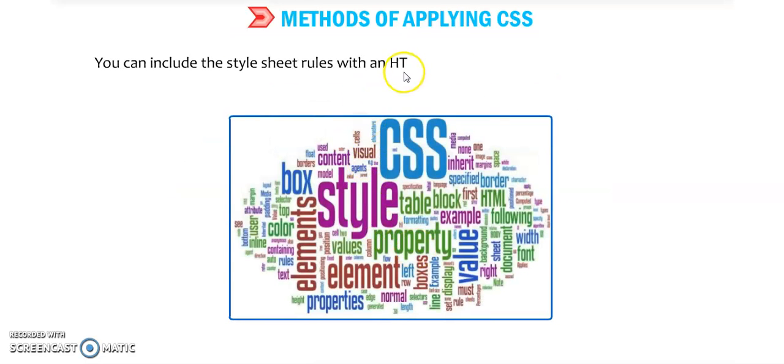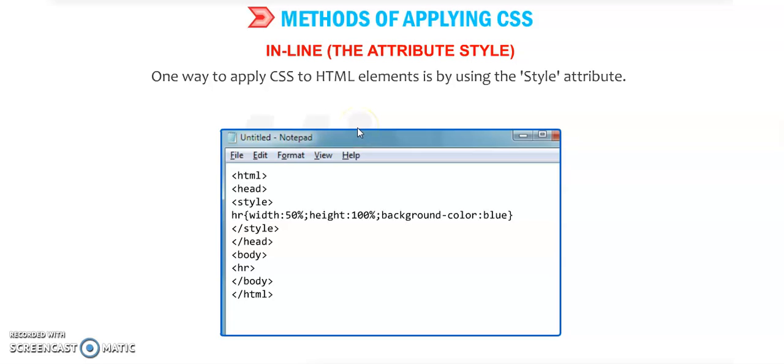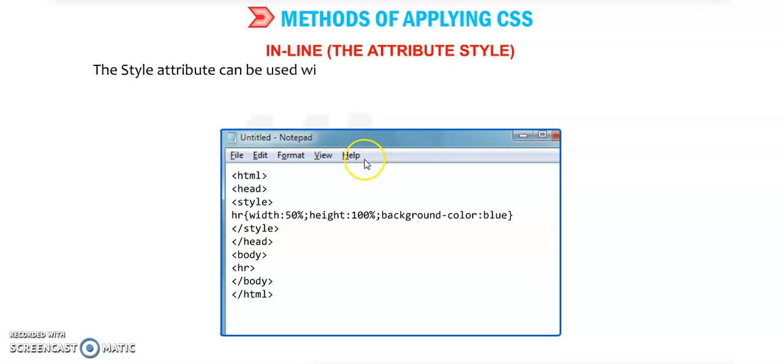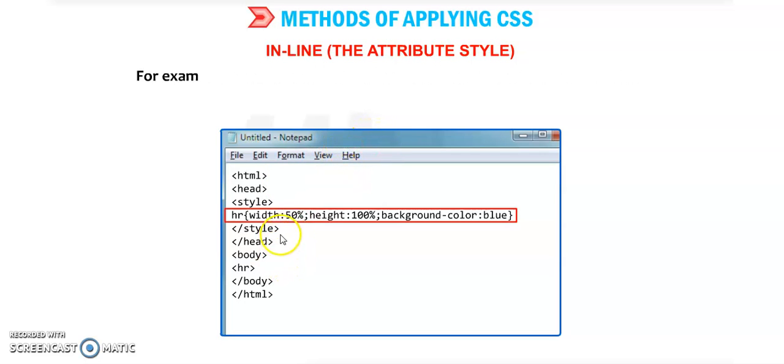Then methods of applying CSS. So what will be the method for applying CSS? You can include the style sheet rules with an HTML document in the following ways. Inline, the style attribute. One way to apply CSS to an HTML element is by using the style attribute. The style attribute can be used in any element in the body section, including the body tag itself. You can use any number of declarations, each one separated by a semicolon.